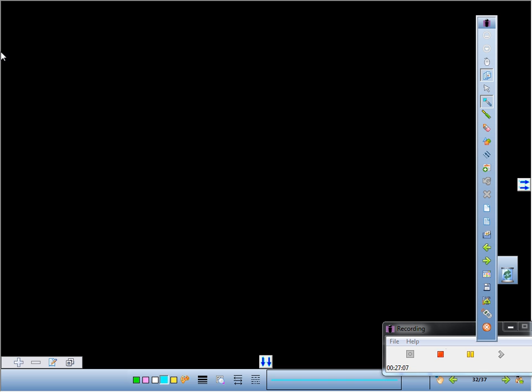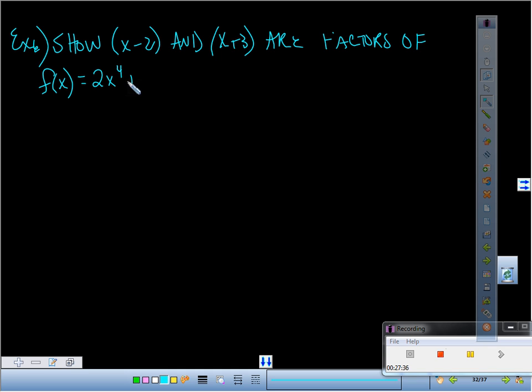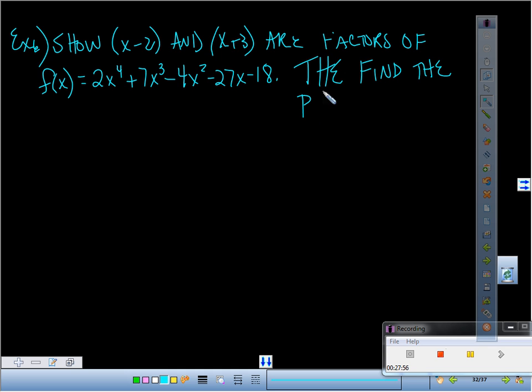This one's a little bit different. This one's example 6. It says, show that x minus 2 and x plus 3 are factors of f of x equal to 2x to the 4th plus 7x to the 3rd minus 4x squared minus 27x minus 18. Then find the remaining factors.